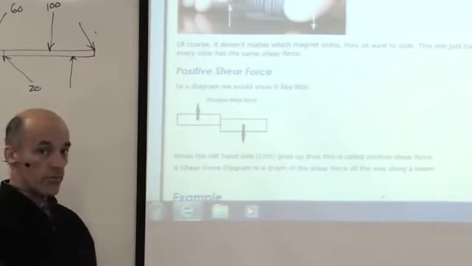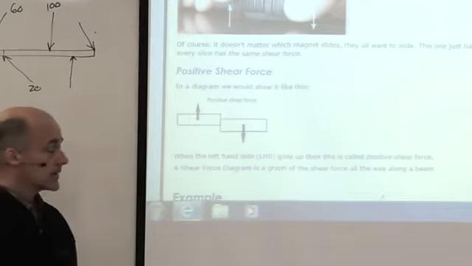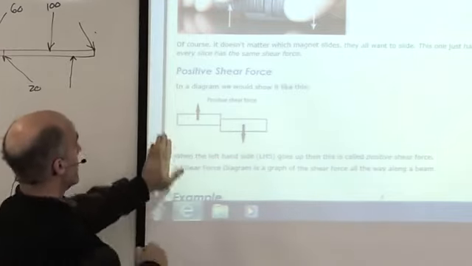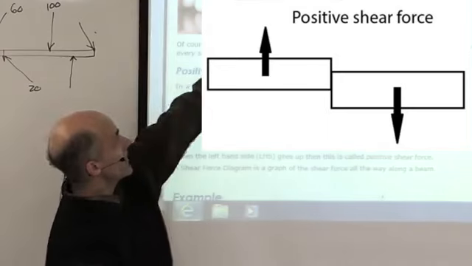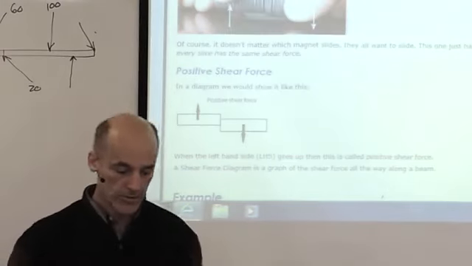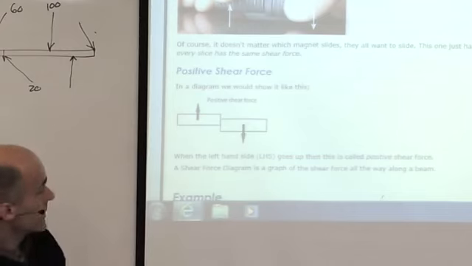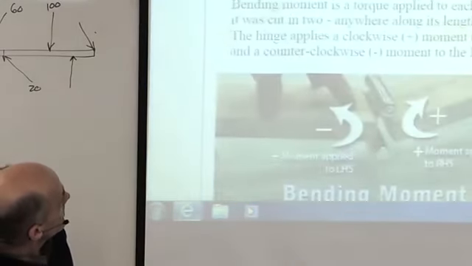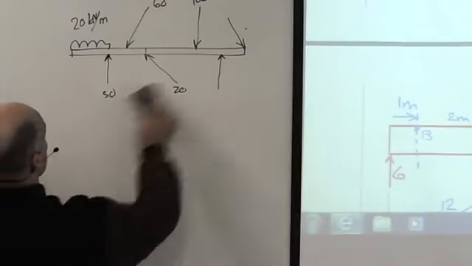We also have a definition for positive and negative. Again, just like we did with bending, positive shear force means it goes up on the left-hand side, down on the right. So that would be an indication of positive shear force, because we need a plus and minus. Now, how this works is best described in an example. Back to that simple one again.